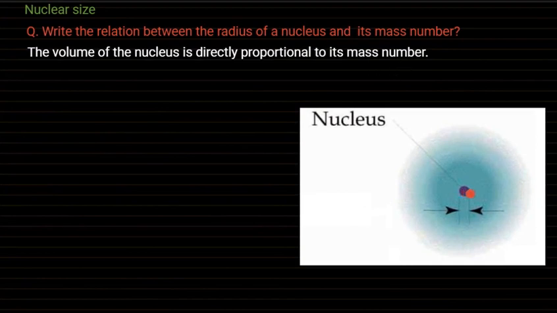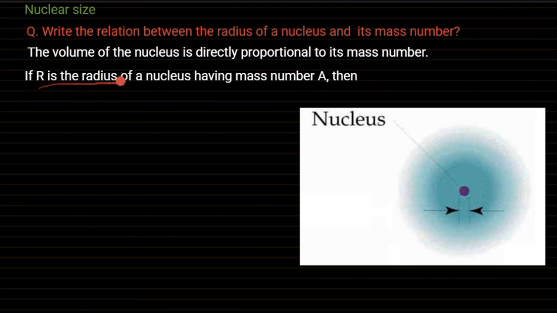So if you consider a nucleus which has more mass number, its volume will also be very large. Let us consider this nucleus like a sphere, like a ball. This ball is of some radius, let us say r. So if r is the radius of this nucleus which has a mass number capital A, then I can write the volume of the nucleus, which is given as 4/3 pi r cube, will be directly proportional to the mass number.